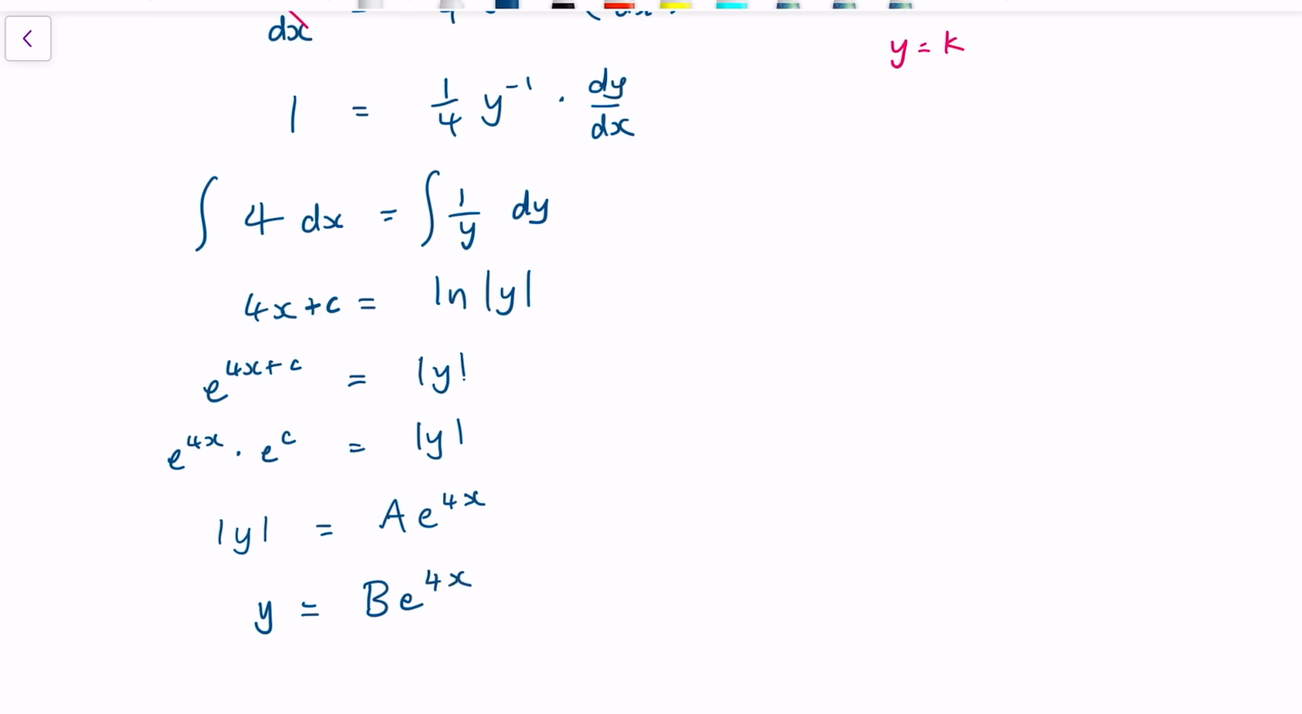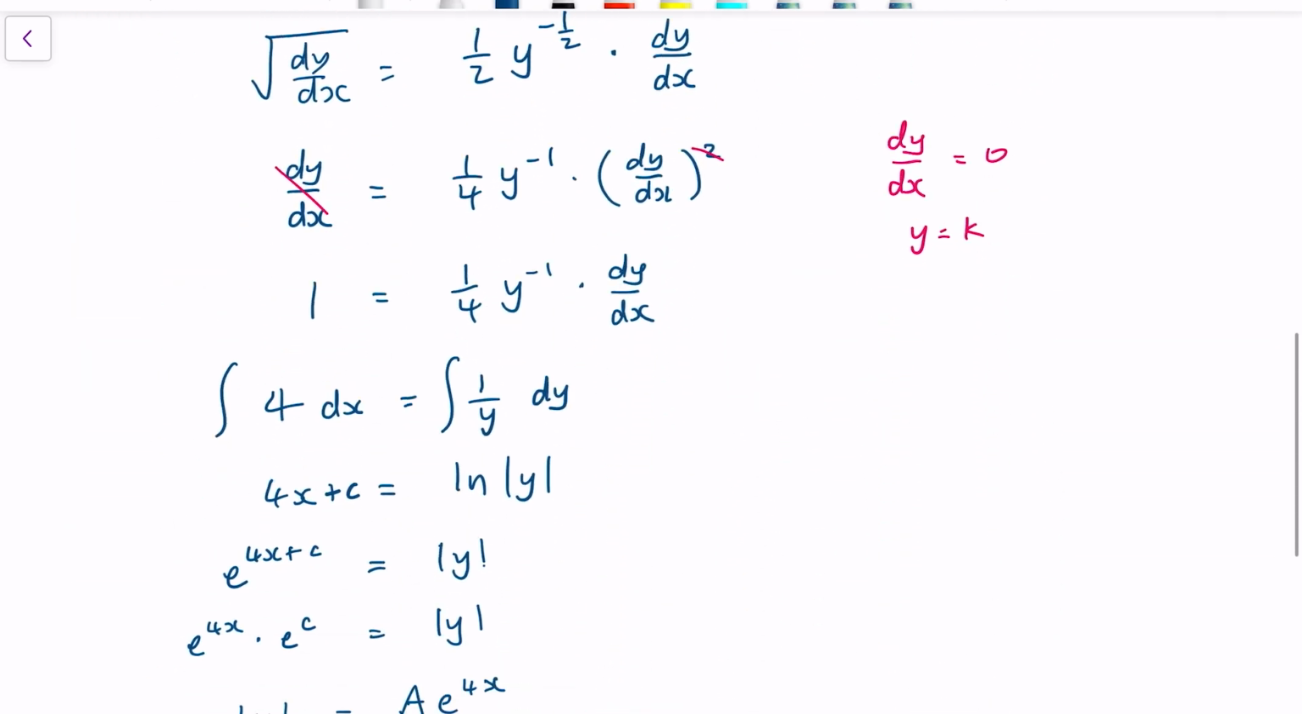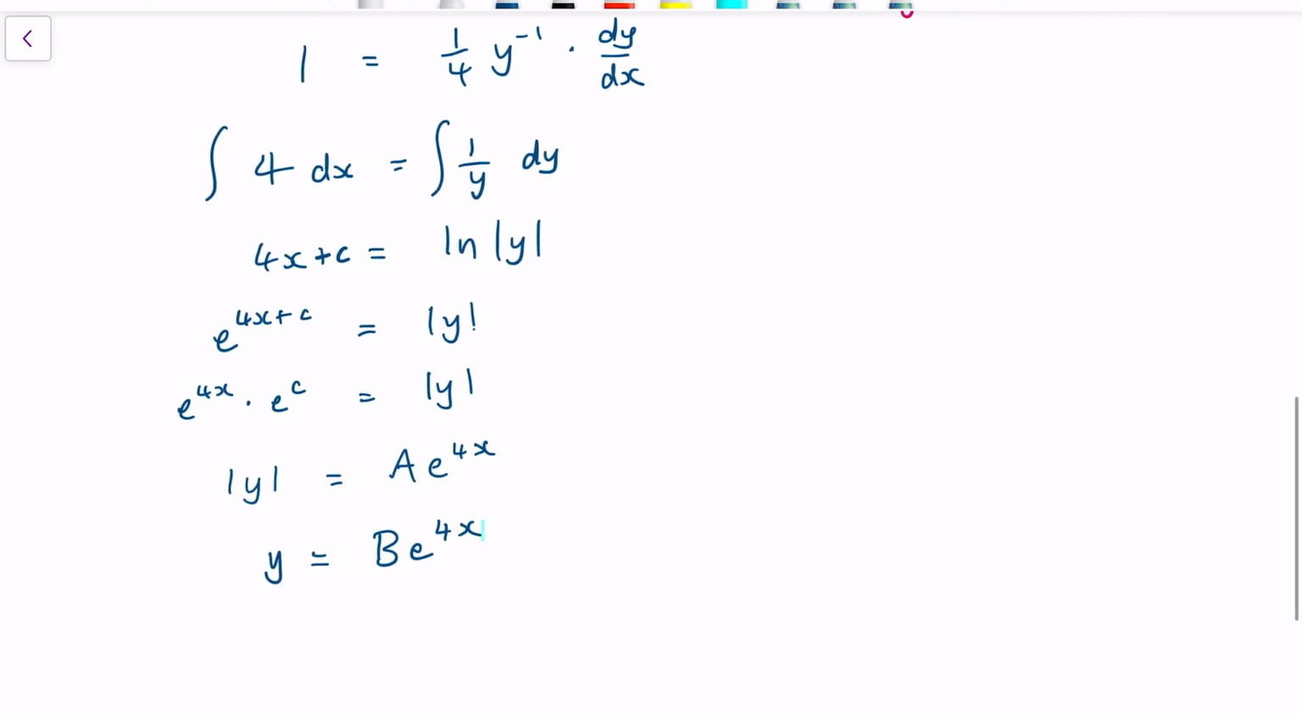And we don't have enough information because the problem doesn't give us any initial conditions like a coordinate that the function goes through. So we've got two possible solutions: either y is equal to k, a constant, or y is equal to this exponential function here.